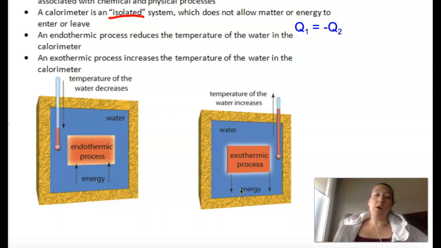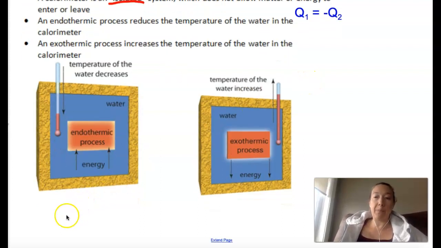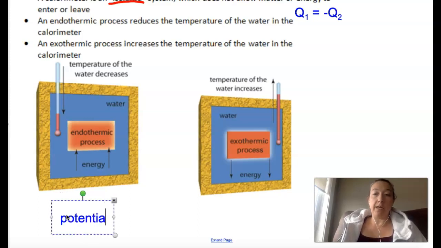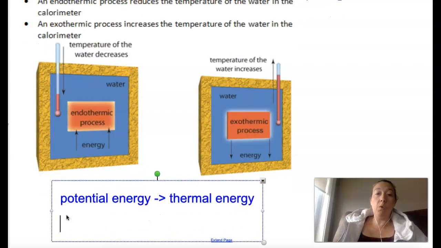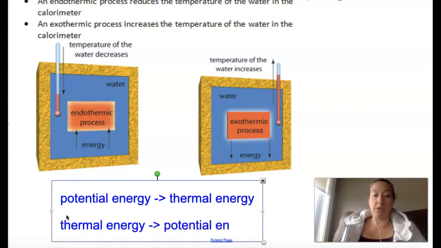So if overall forming the bonds released more energy, then I'm going to see that the temperature of the water is going to increase, okay? And that's because the potential energy, which was stored in the chemical bonds, was converted into thermal energy, okay? So generally when we are talking calorimetry processes, one of two things happens, okay? Either potential energy gets converted into thermal energy, or thermal energy gets converted into potential energy.